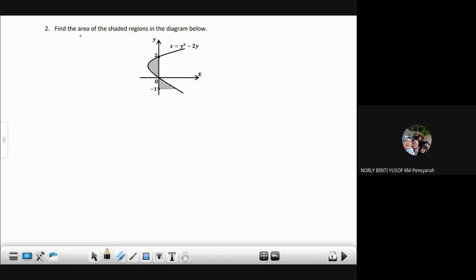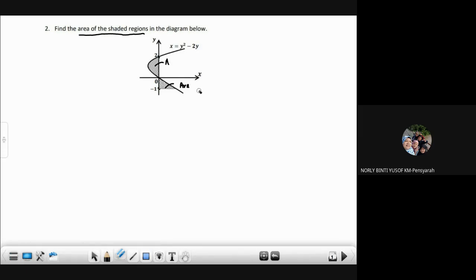So sama, find the area shaded region. So if by looking the graph, you tahu yang untuk -1 to 0, you punya upper dengan lower limit, this one area dia negative. So kena letak modulus function. From 0 to 2, area dia positive.